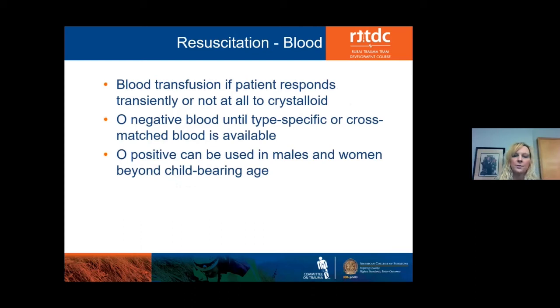Again, blood transfusion: if they only respond transiently to your fluid, always give O negative until you have type-specific or cross-matched blood. Now, if it's a male patient or a woman that's over childbearing age, it's okay to use O positive blood for those patients. But for any female of childbearing age, you really want to use O negative if you can. If you can't, give the O positive, but it'd be better if you can give them the O negative.